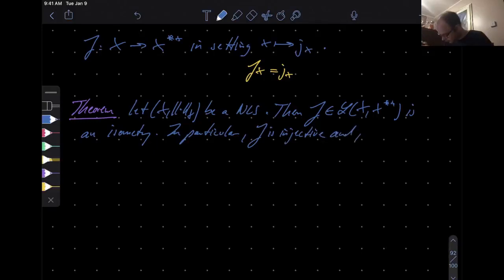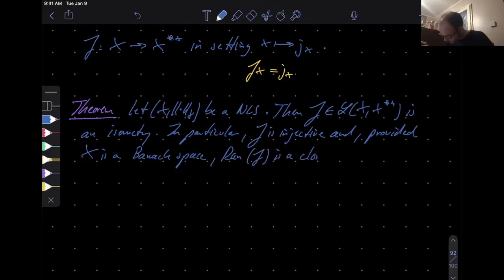And provided X is a Banach space, the range of J is a closed subspace. Remember, ranges in general are not closed subspaces. Kernels are, of a bounded linear transformation, but the range is in general not a closed subspace. But here, for the canonical map, provided the given NLS is complete, it is a closed subspace. That makes it really special, because that doesn't happen often.